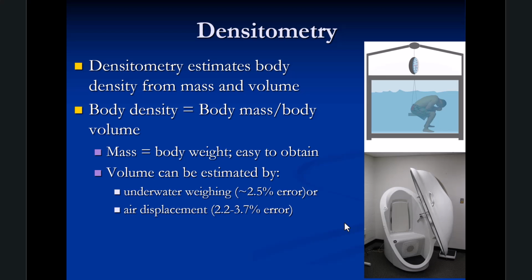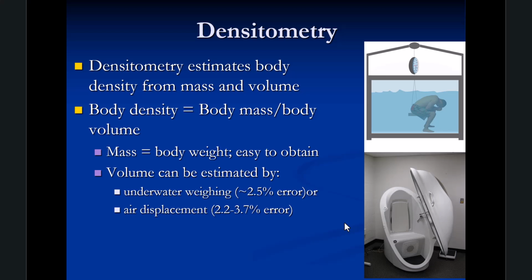So body density is simply body mass, which is your body weight, divided by body volume. So mass is easy to get. All you need is a simple scale. Volume is the issue that's challenging. So you can estimate body volume by underwater weighing, which in the past was considered the gold standard of assessing percent body fat. It's based on the whole idea that if you go underwater, you're going to lose weight, and that weight that you lose is proportional to your body volume. That's known as Archimedes' principle. So by getting that estimate of body volume using underwater weighing, we can easily get body density.